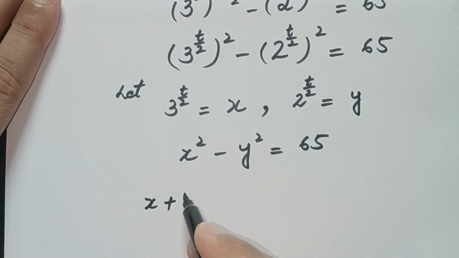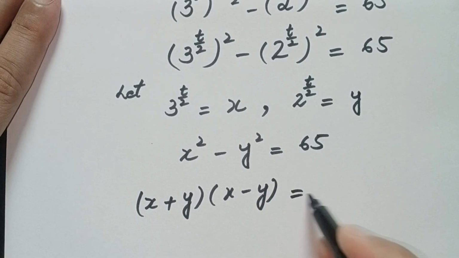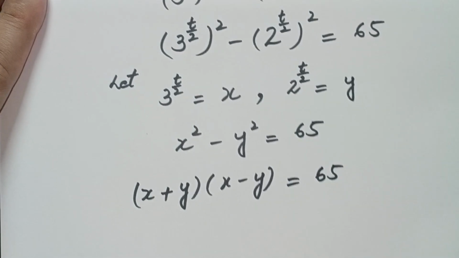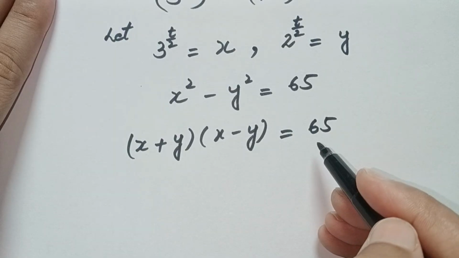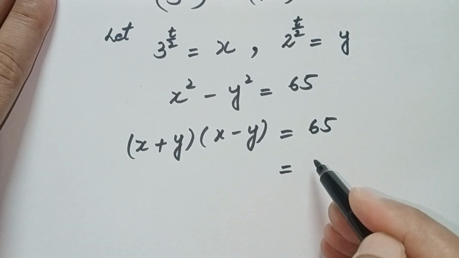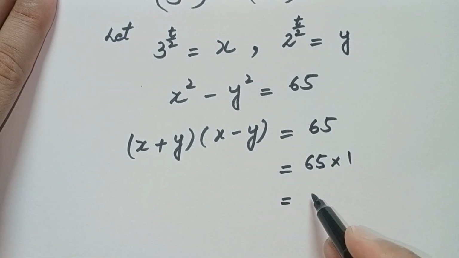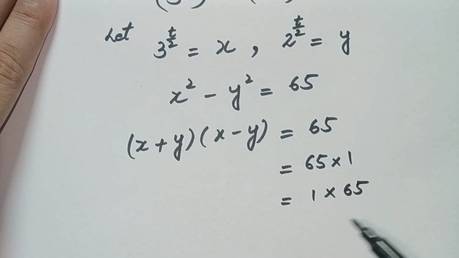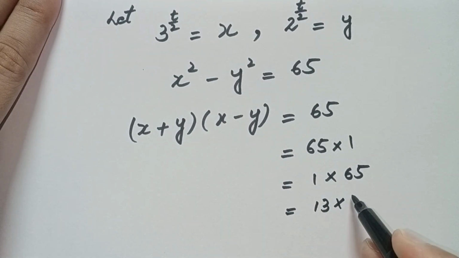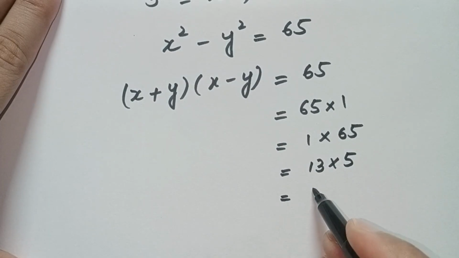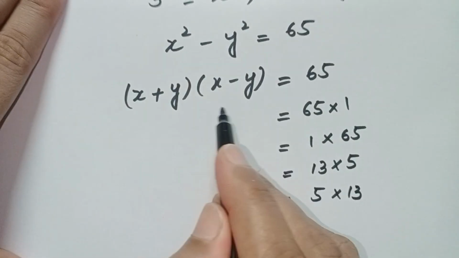So we can write this as (x plus y) times (x minus y) is equal to 65, using the difference of squares formula. Now we are going to write down the factors of 65. The factors of 65 are 65 multiplied by 1, and 1 multiplied by 65, and 13 multiplied by 5 or 5 multiplied by 13. So these are the only factors of 65.